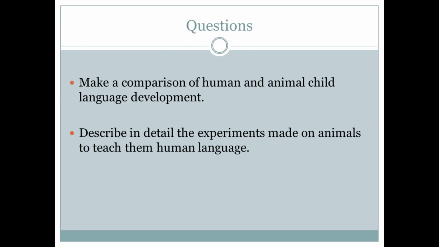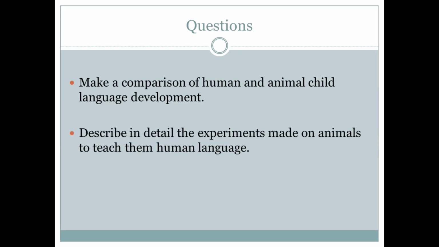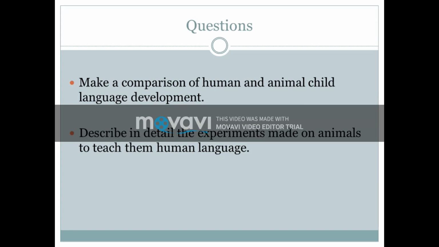Now I have questions for you from this lecture. First of all, you have to make a comparison between human and animal child language development, how language develops in an animal child when it is born, and how language develops in a human child when it takes birth. And the second question is, describe in detail the experiments made on animals to teach them human language.